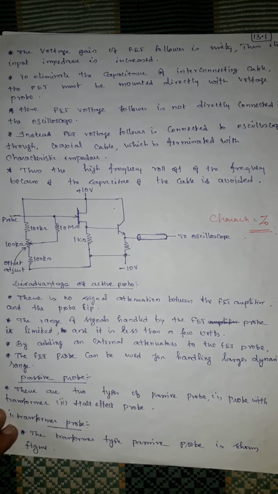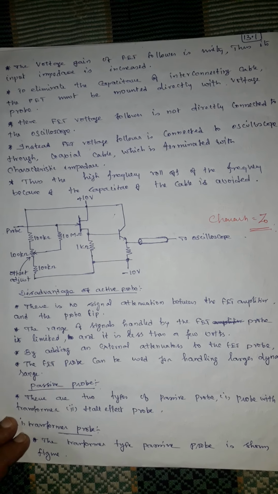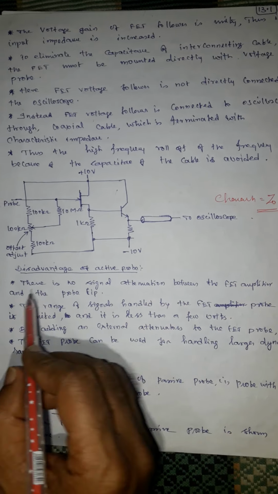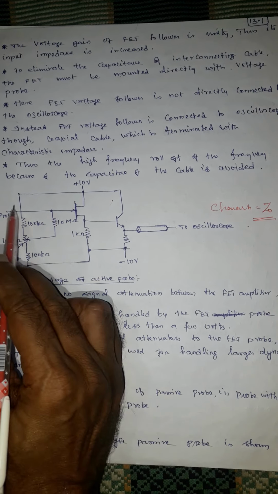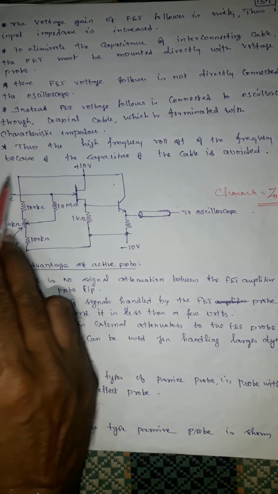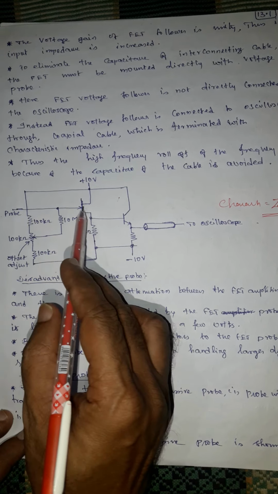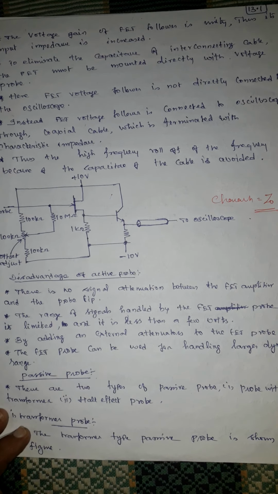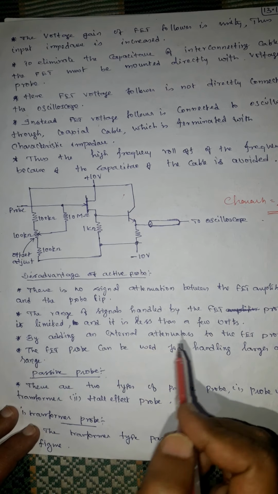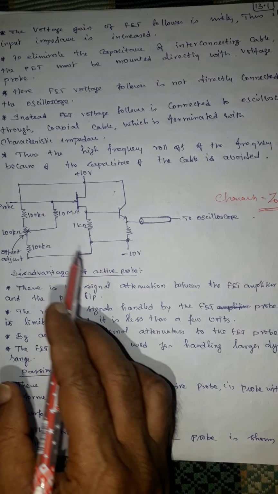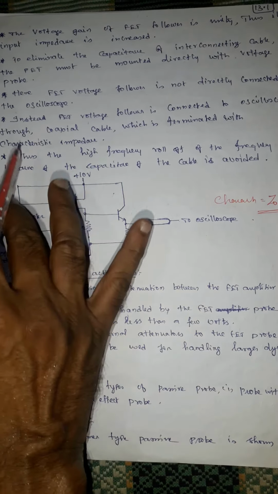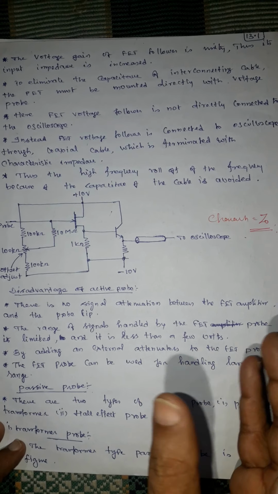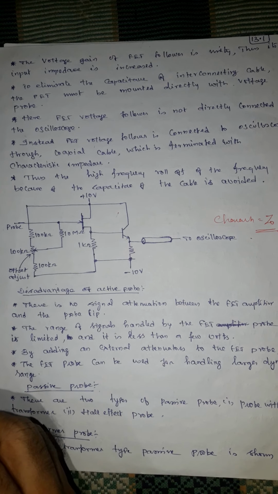What are the disadvantages of the active probe? There is no signal attenuation between the FET amplifier and the probe. Here there is no attenuator provided. There is no signal attenuation, it is directly connected. This is one of the disadvantages. And the range of the signal handled by the FET probe is limited. The range handled by this probe is limited to a few volts.